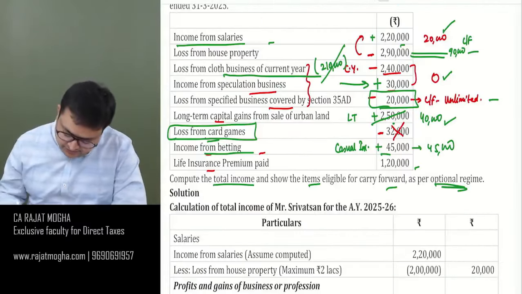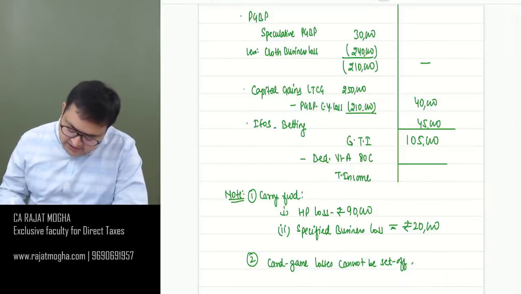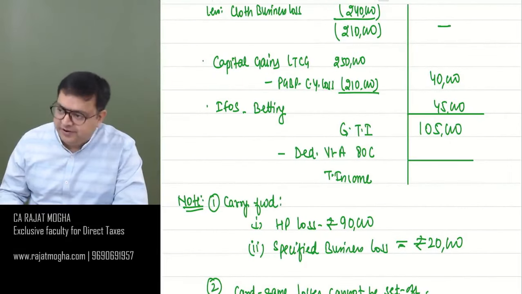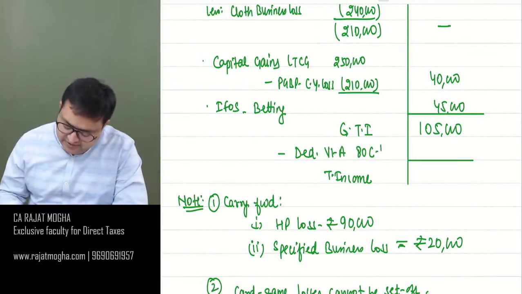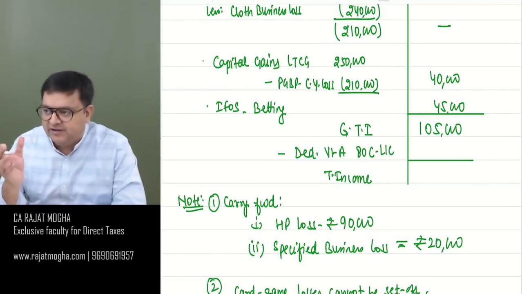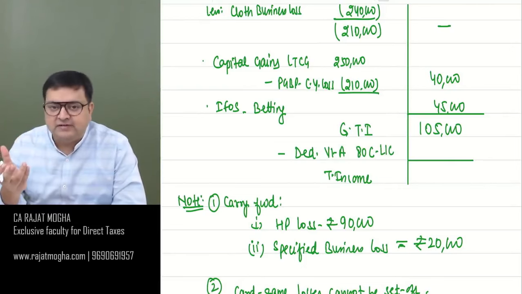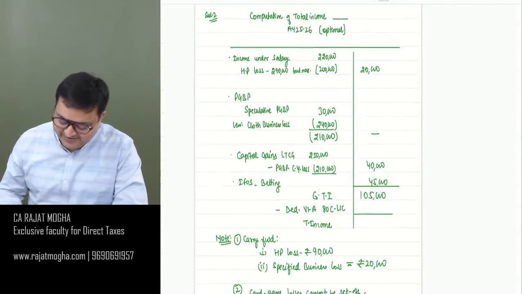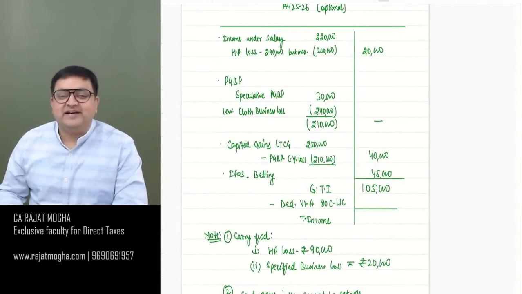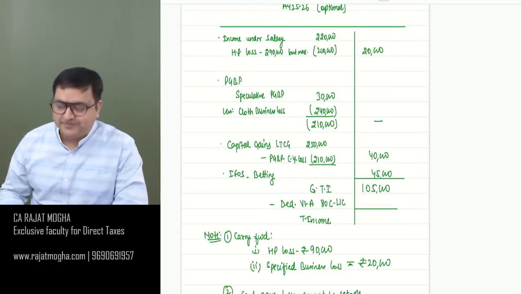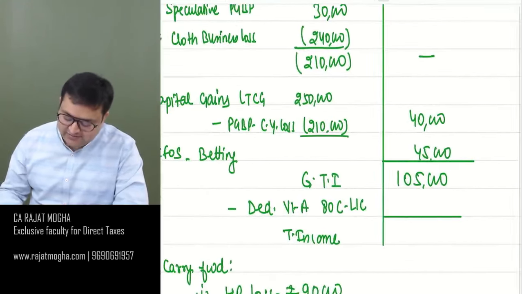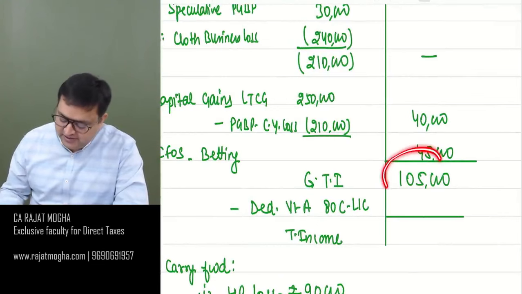Now, life insurance premium paid 120. Guys, how much can we take? We have GTI 105, and we have paid LIC premium. Till 1,50,000 it's okay, but we cannot take 120, right? Can we take 1,05,000? No. I told you yesterday, chapter 6A deduction is only and only from our normal income. Tell me, how much is my normal income?